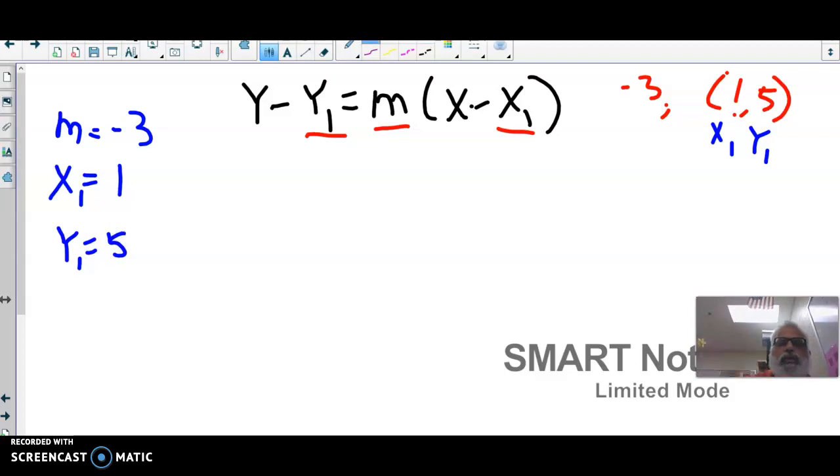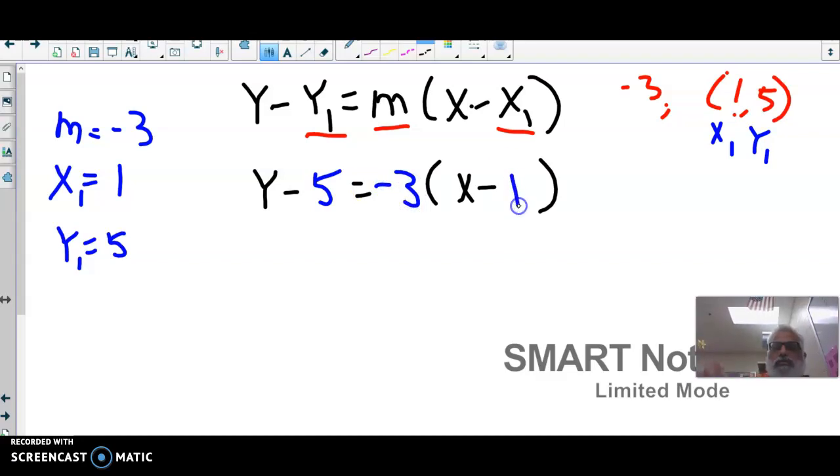So I'm just gonna bring down my y minus blank equals blank parentheses x minus blank parentheses. Now I'm going to plug in my y1, which is 5. My slope is -3. And then my x1 is 1. That's my answer.